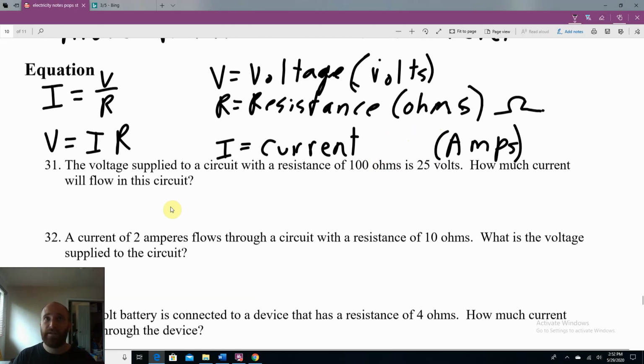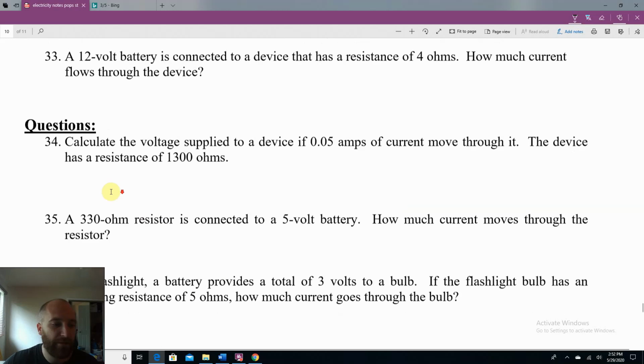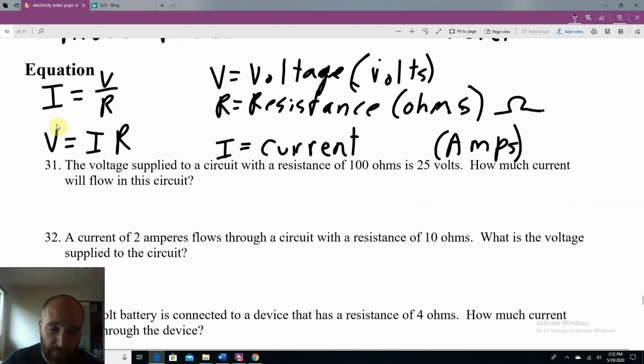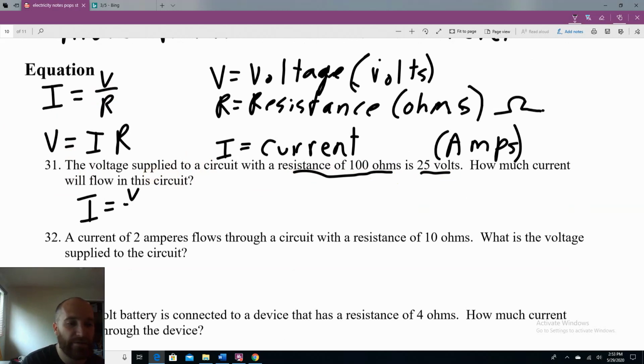What this does is it'll let us actually solve for the current or voltage through a circuit. We'll try a couple together, three of them, and then you'll try a couple on your own. That'll be a good lesson. So we're working again with really just these two forms of Ohm's law. The voltage supplied to a circuit with a resistance of 100 ohms is 25 volts. How much current will flow through the circuit? Well, we're solving for the current, which is I. So I equals V over R, and I know that's the one we're using because we're solving for the current, which is I.